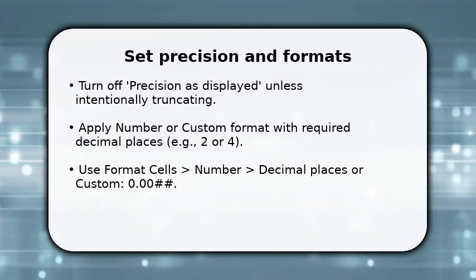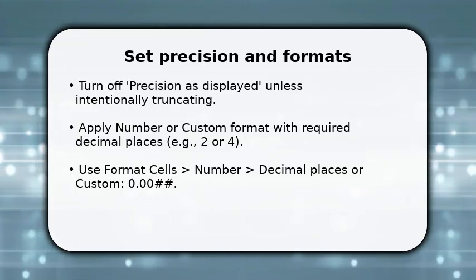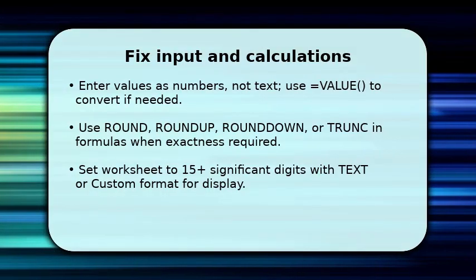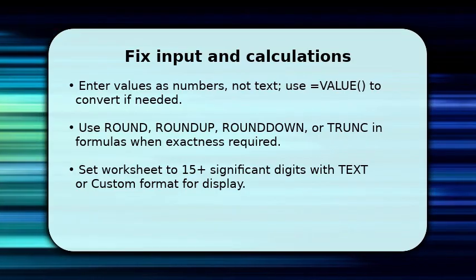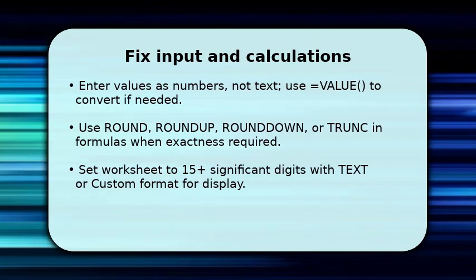Next, make your inputs and formulas explicit. Ensure cells contain real numeric values. Convert text numbers with VALUE. When calculations must avoid implicit rounding, wrap results in ROUND with the precise digits, or choose ROUNDUP or ROUNDDOWN for directional control. TRUNC removes decimals without rounding.